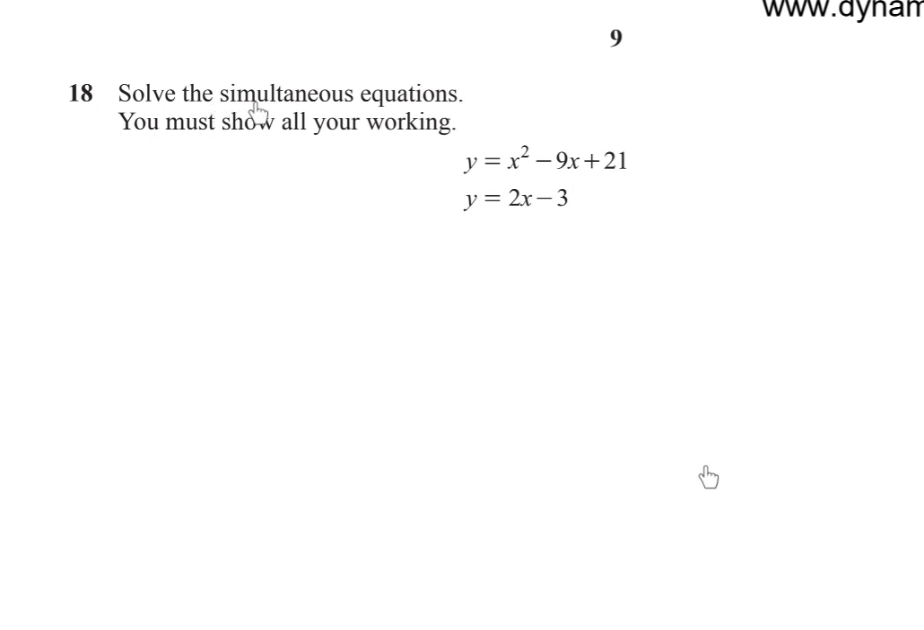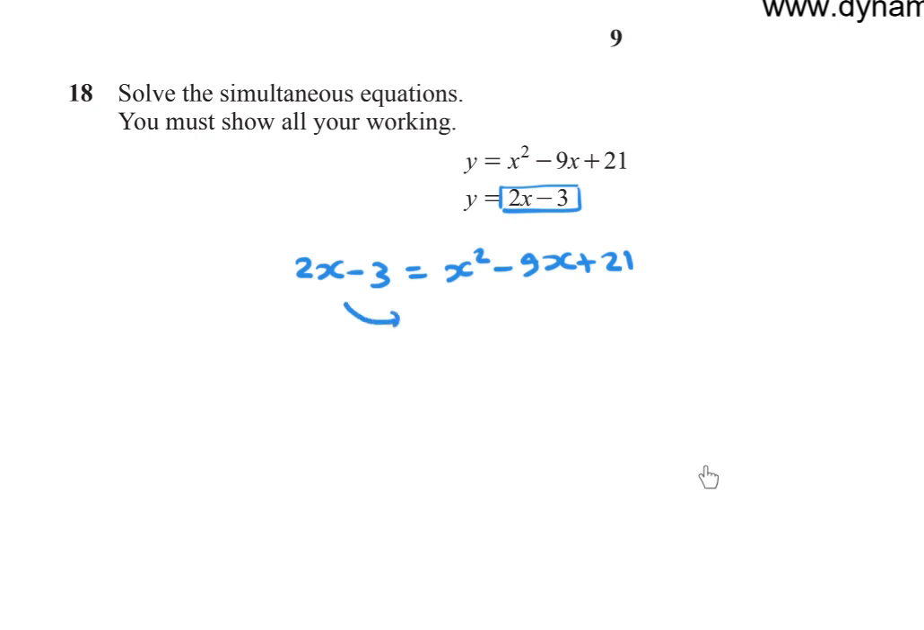Number 18, solve the simultaneous equations. Show your working. We have y equals x squared minus 9x plus 21, and the second equation, y equals 2x minus 3. We have a linear and a quadratic, so start from the linear and substitute in the quadratic. So y equals 2x minus 3. Now substitute in the quadratic: 2x minus 3 equals x squared minus 9x plus 21.